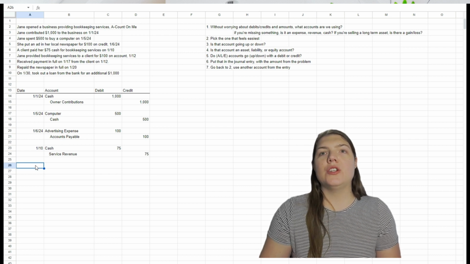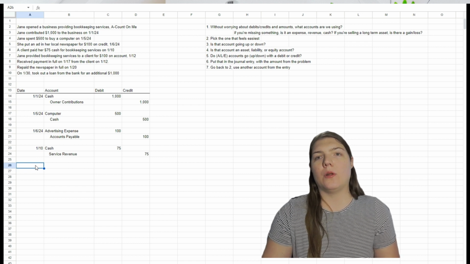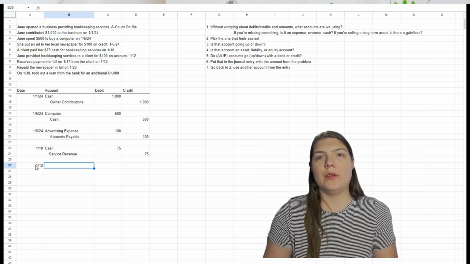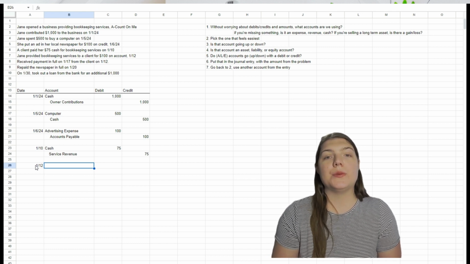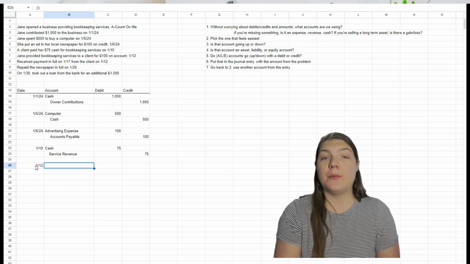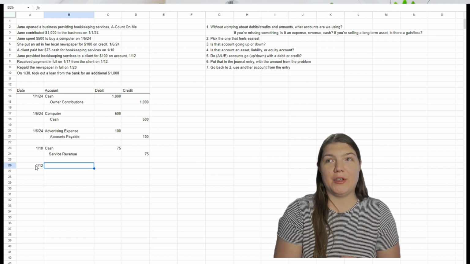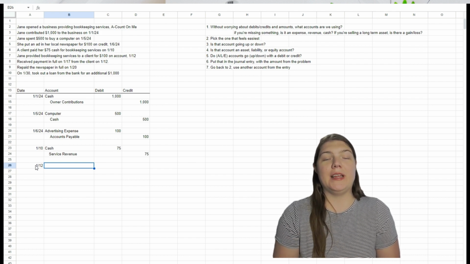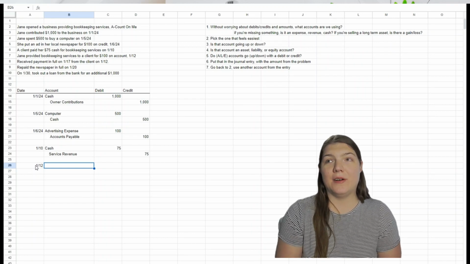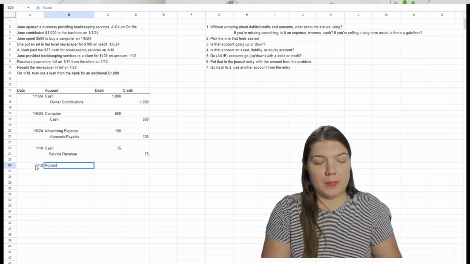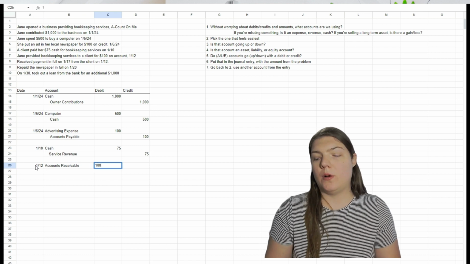Next question. Jane provided bookkeeping services to a client for $100 on account on 1/12. So we'll put our 1/12. And now here she's providing bookkeeping services on account. So it's not going to be cash, it's going to be accounts receivable. And as before, it'll be service revenue. So accounts receivable and service revenue. We'll start with accounts receivable. It's going up. Someone's owing us money. It's increasing. Accounts receivable is an asset account. Assets go up with a debit. So we put that here for $100.